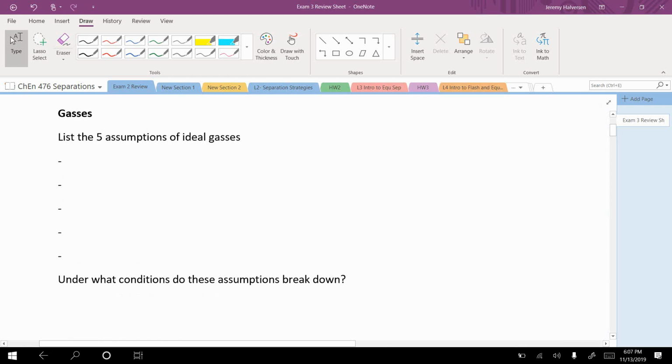So we talk about ideal gases. What does that mean? What are the 5 assumptions of ideal gases?